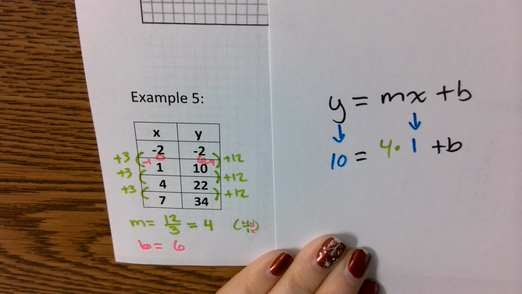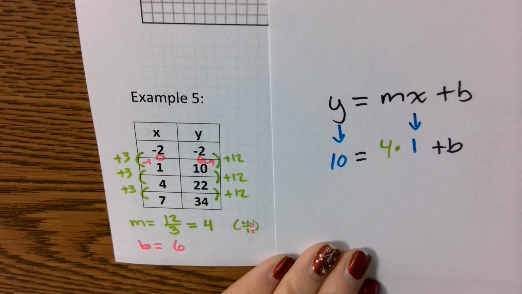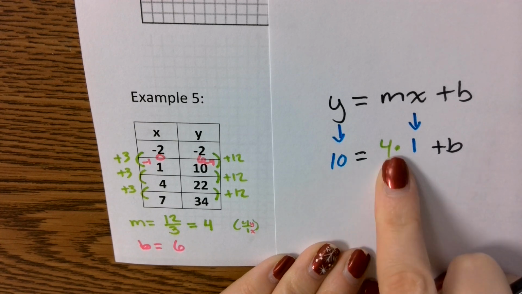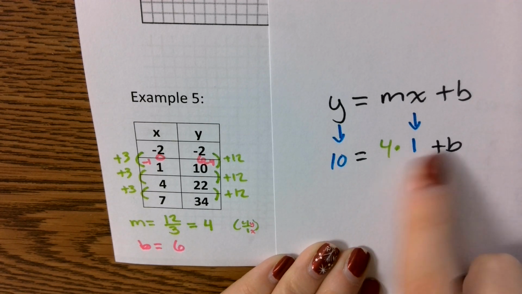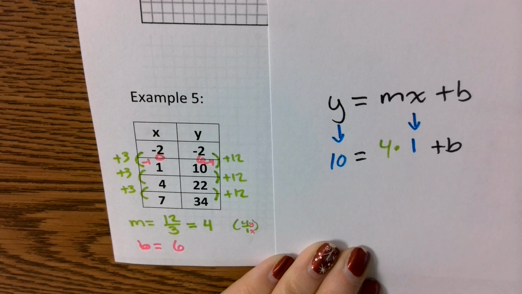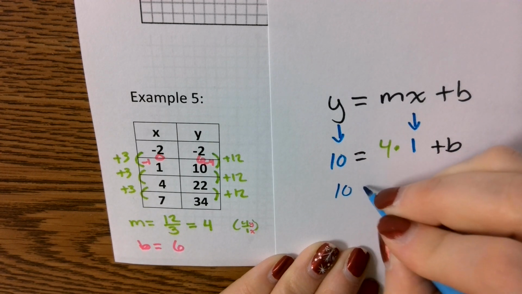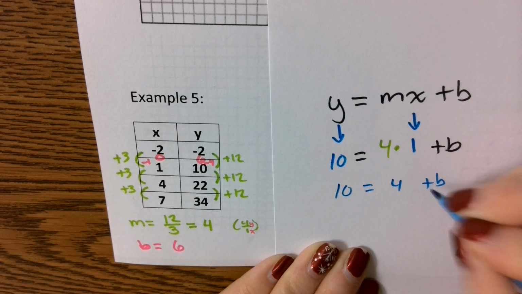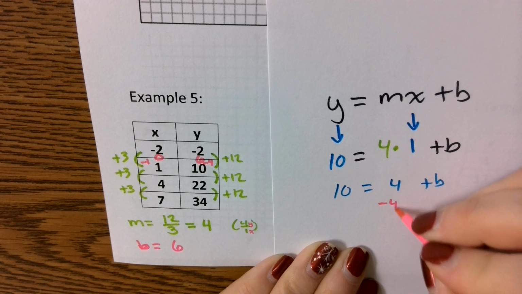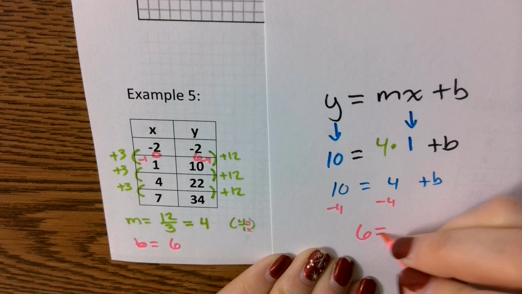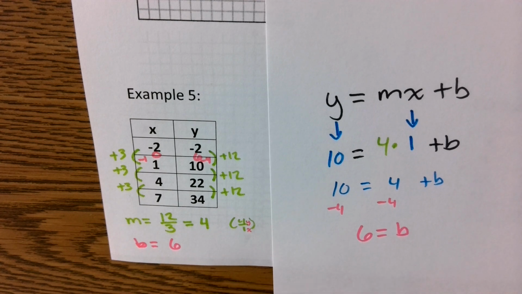So I'm trying to figure out what b is going to be. I have y equals my slope times my x plus b. What's slope times my x? What's 4 times 1? 4. So now I have 10 is equal to 4 plus b. I can work backwards by subtracting 4 from both sides, and I'd get 6 is equal to b. You could do that as well.